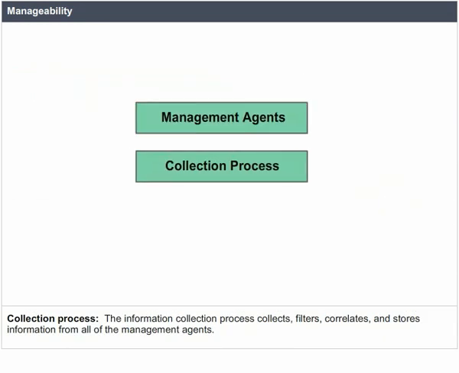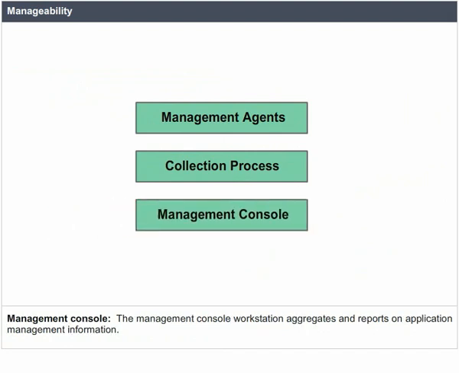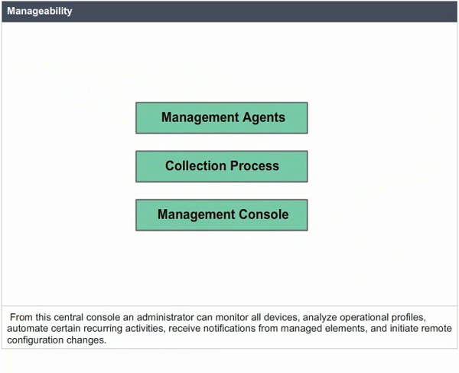Collection process. The information collection process collects, filters, correlates, and stores information from all of the management agents. Management console. The Management Console workstation aggregates and reports application management information. From this central console, an administrator can monitor all devices, analyze operational profiles, automate certain recurring activities, receive notifications from managed elements, and initiate remote configuration changes.